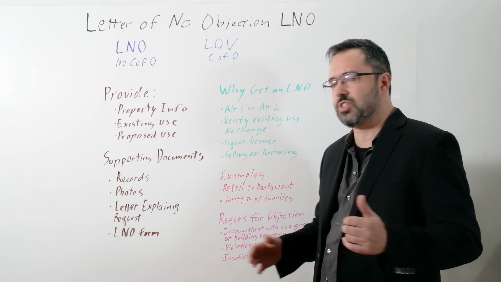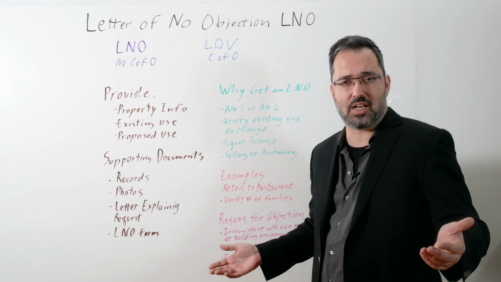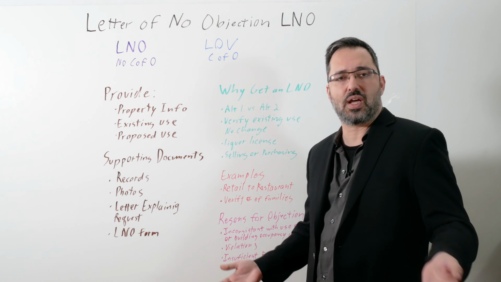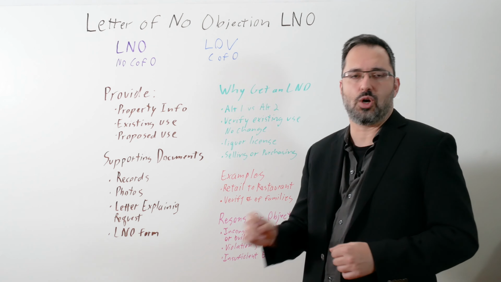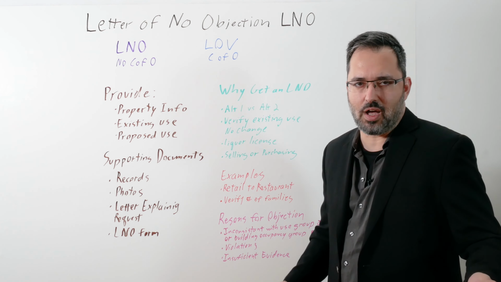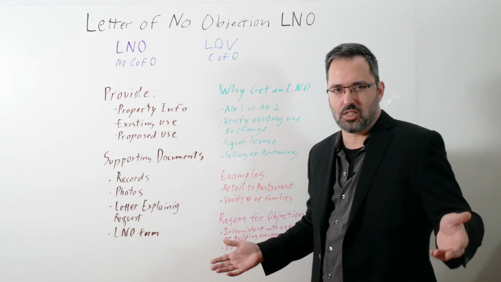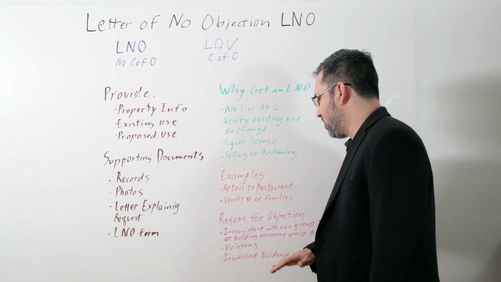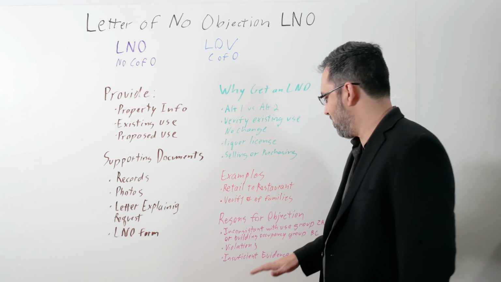Another, very simple reason you could get an objection is that you have violations on the property. They might give you an objection saying, clear these violations, and that's pretty basic. Always check if you've got violations on the building. If you have violations, clear them, fix them, correct everything, and pay your fees.